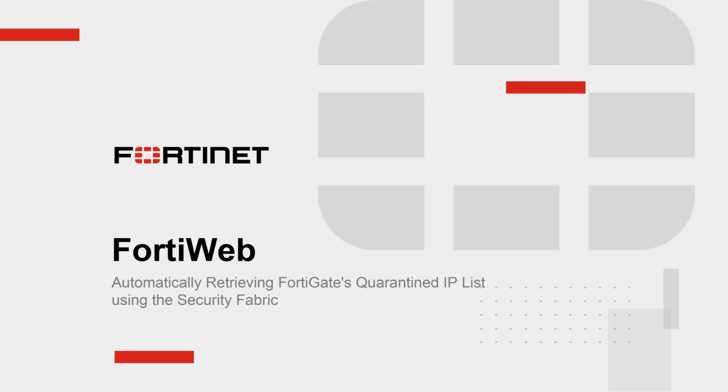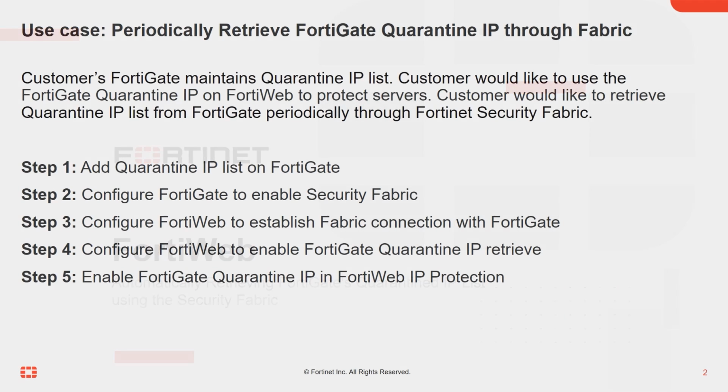In this quick video, we look at a new feature called Quarantine IP Address Retrieval from Fabric Connector. To increase security, customers can use FortiWeb to block source IPs that have been quarantined on FortiGate. Using the Security Fabric, FortiWeb integrates seamlessly with FortiGate to periodically retrieve the quarantined IP list and automatically block them. Let's review how this is configured.